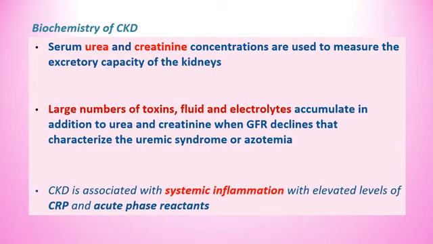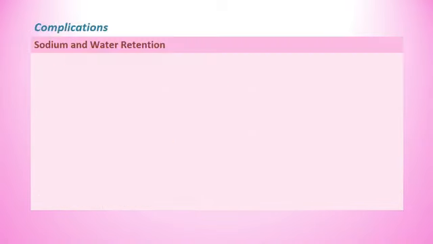Chronic kidney disease is associated with systemic inflammation, with elevation of C-reactive protein and acute phase reactants. Now come to the complications, clinical features and management.